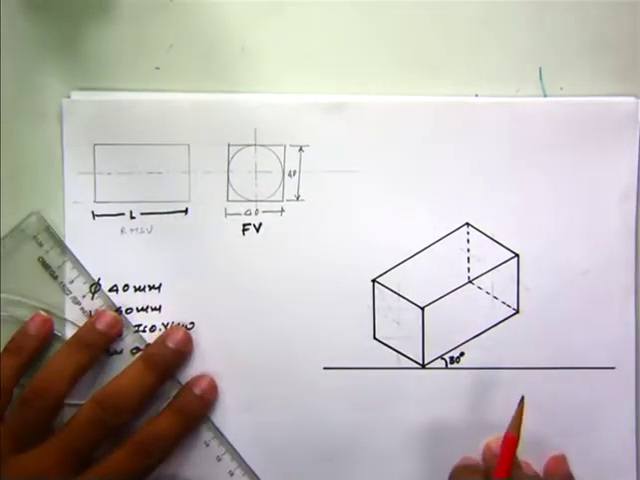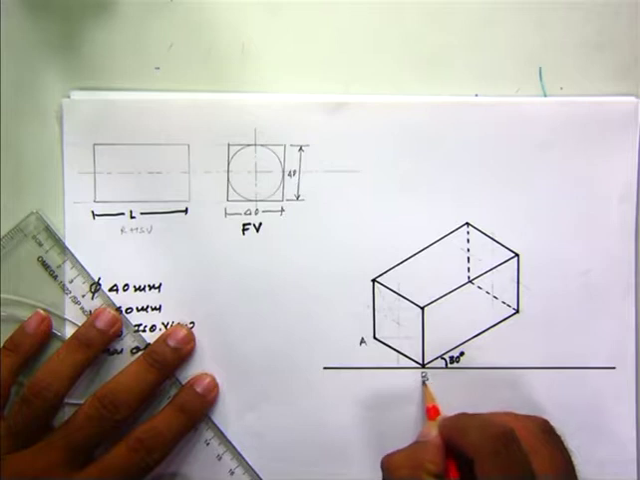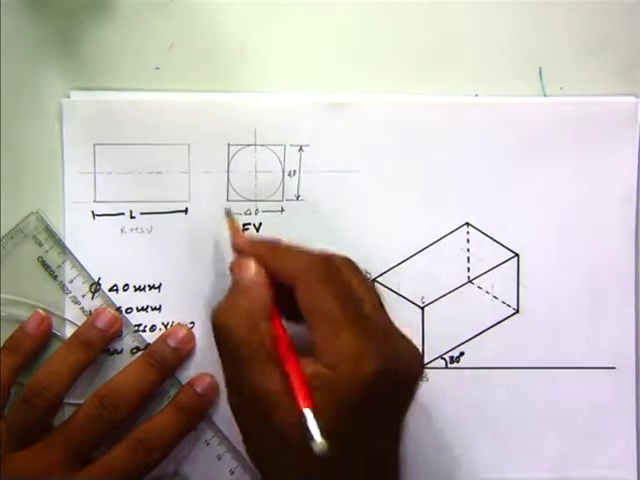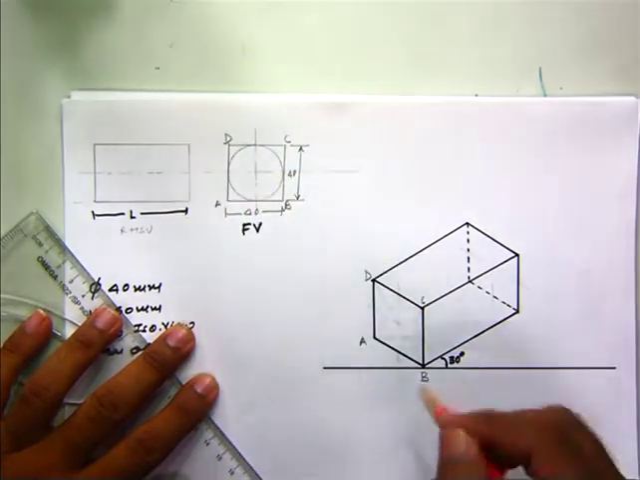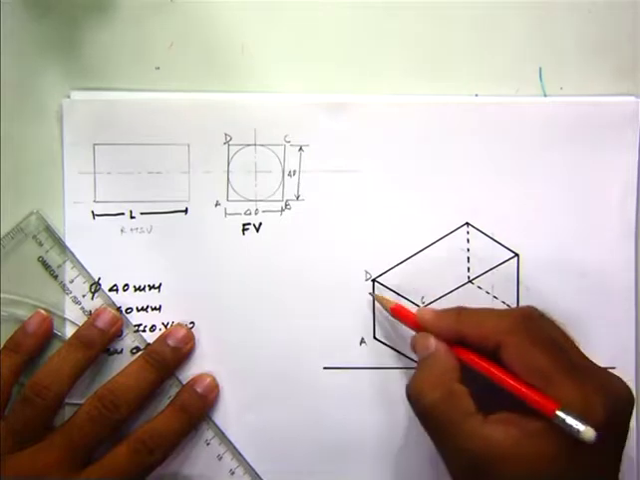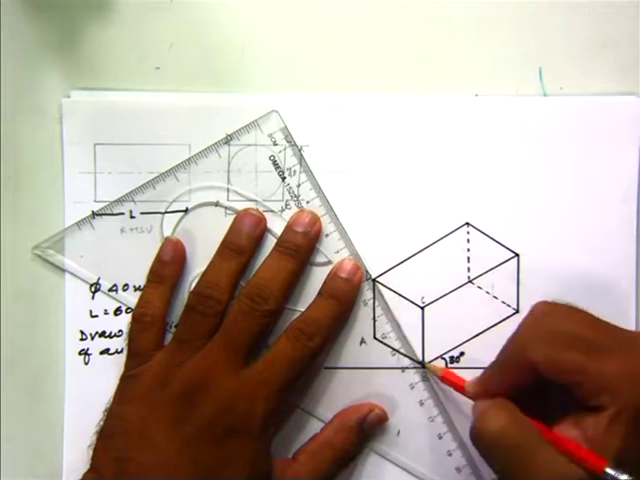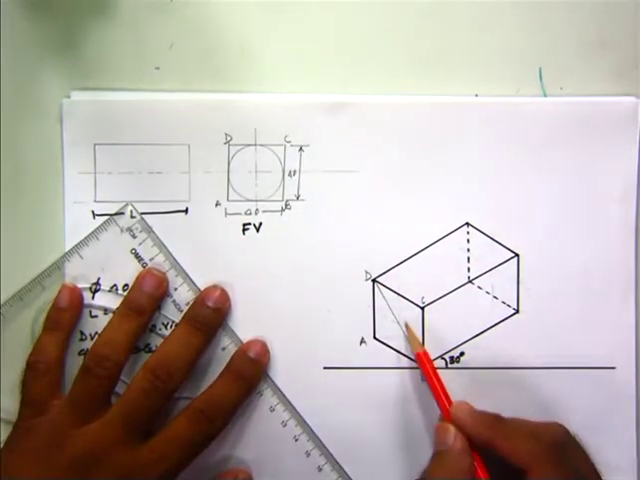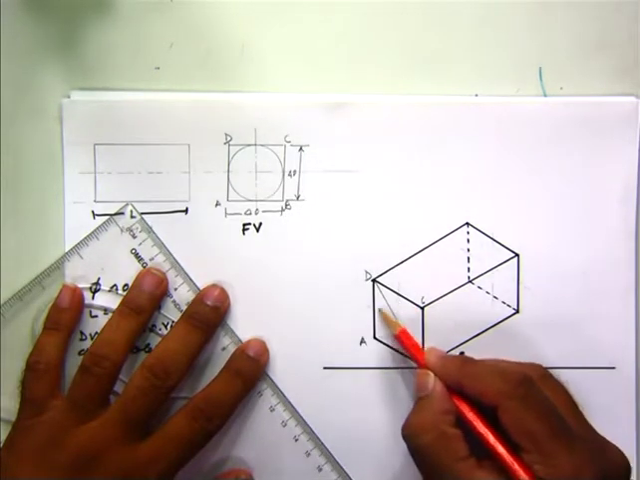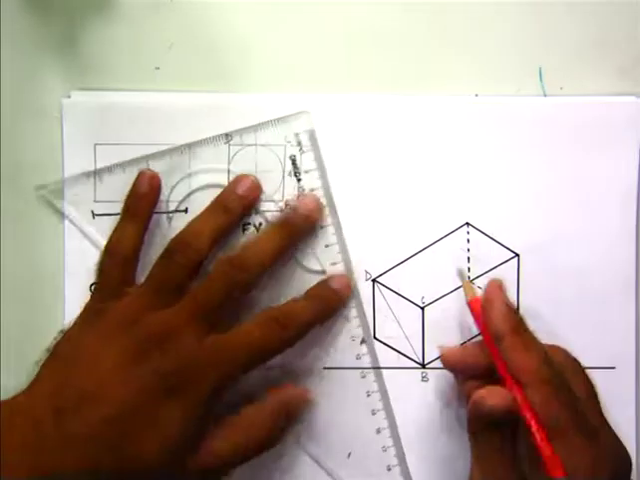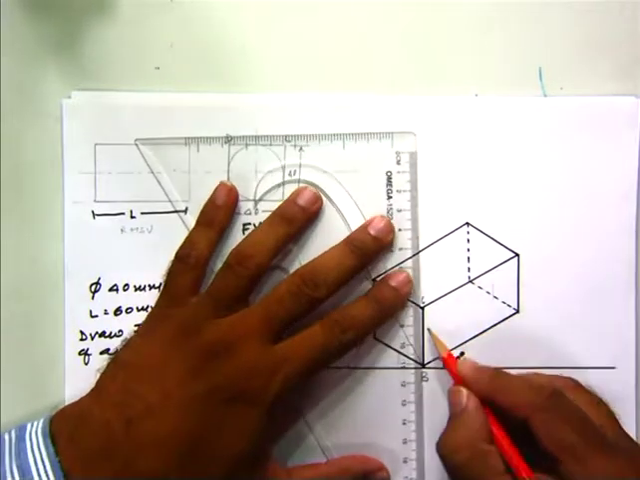Now give this point A, B, C, D. This is point A, B, C, D. This is the longest diagonal in this rhombus. Join it. Mark the 4 midpoints on these edges.